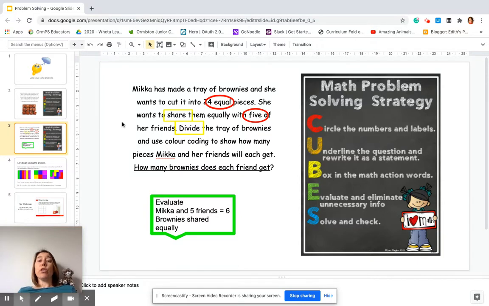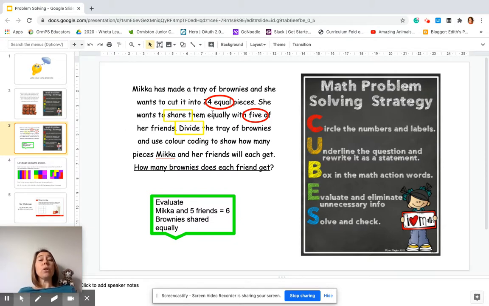Let's begin first by reading the problem. It says, Mika has made a tray of brownies and she wants to cut it into 24 equal pieces. She wants to share them equally with 5 of her friends. Divide the tray of brownies and use color coding to show how many pieces Mika and her friends will each get. How many brownies does each friend get?